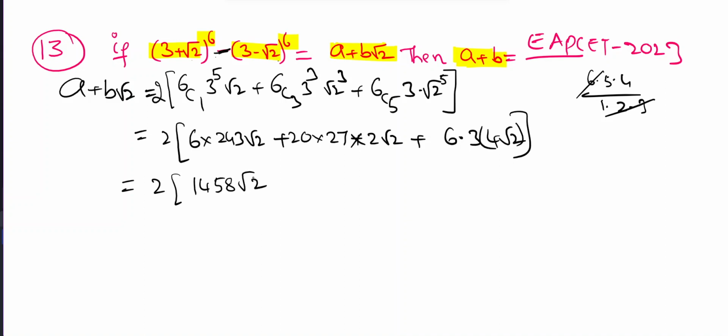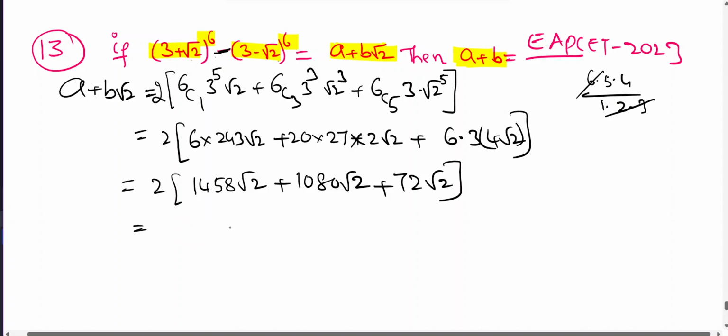So multiplying, that is 2 into 6 into 243, this is 1458 root 2, plus 2 into 27 into 20 into 2, this is 1080 root 2, plus 6 into 3 is 18, 18 into 4 is 72, this is 72 root 2. Adding these and multiplying by 2, the total value is 5220 root 2.